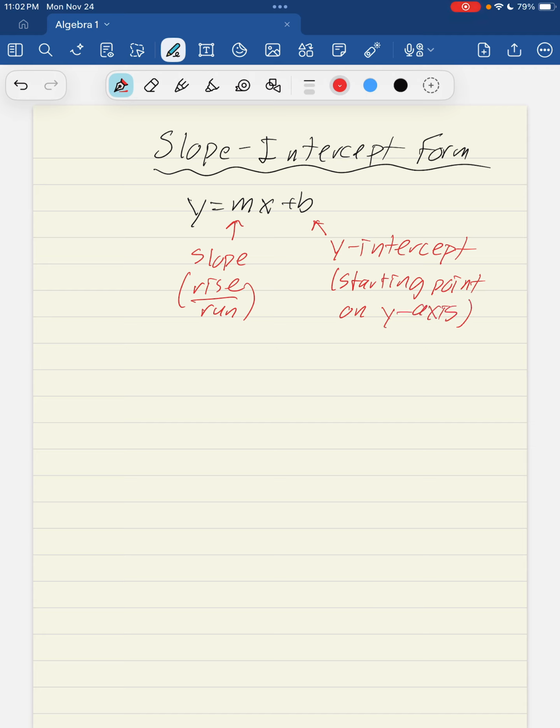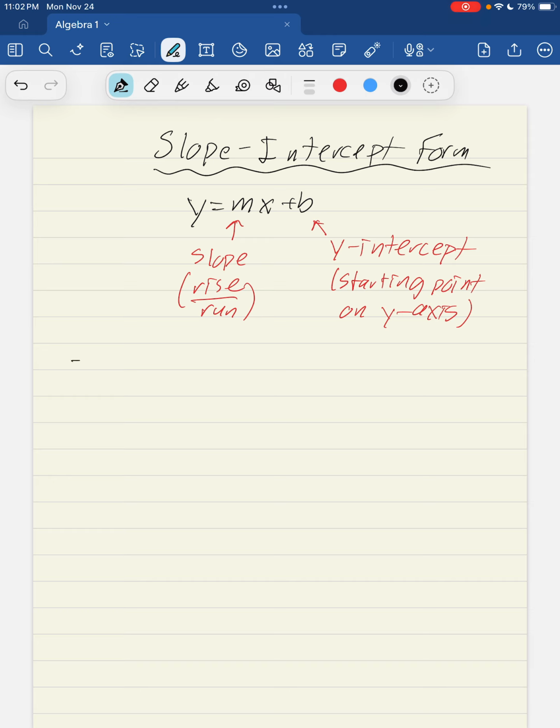Again, if you're wondering why this is called slope-intercept form, it's because the m is the slope and the b is the y-intercept. So that's why we call it slope-intercept form. Very clear. Now, I'm going to use words real quick to graph.